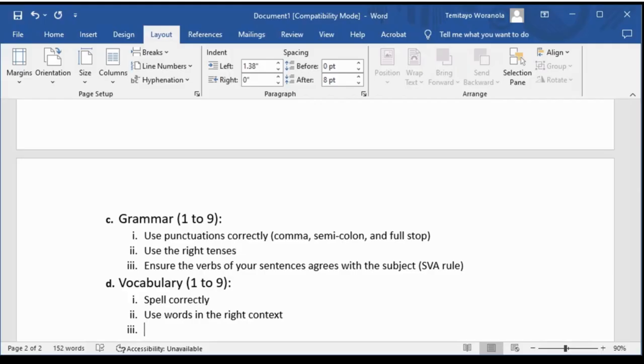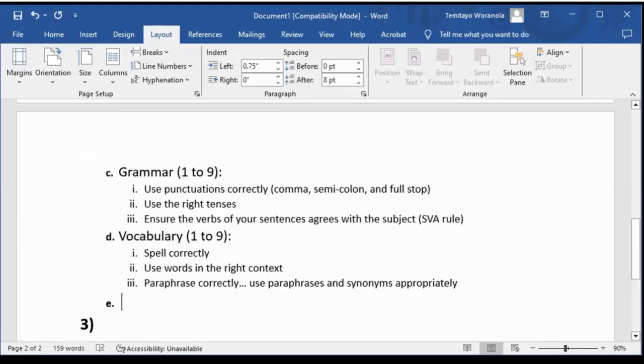Okay? So, spell correctly, number one. Number two, use words in the right context. Number three, paraphrase correctly. Or let's put it this way, use paraphrases and synonyms appropriately. That's another thing that will help you to get a good vocabulary score.